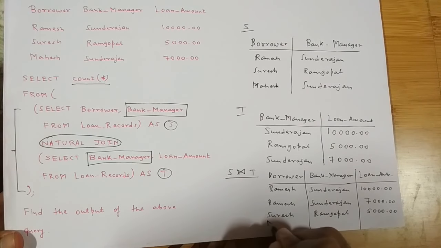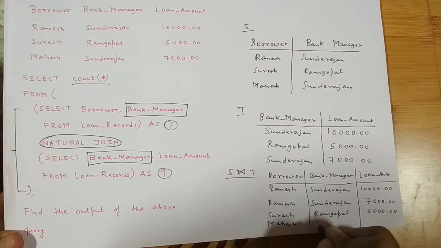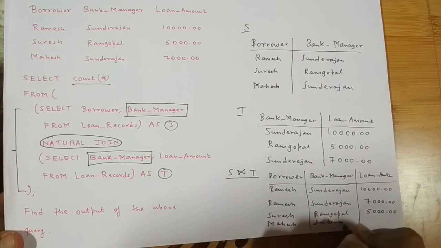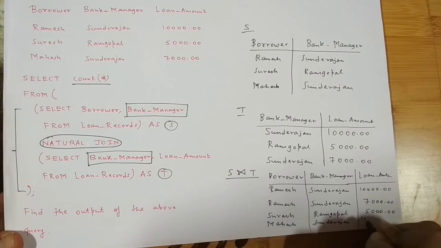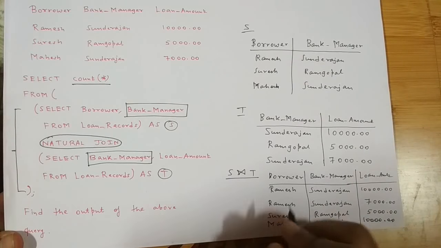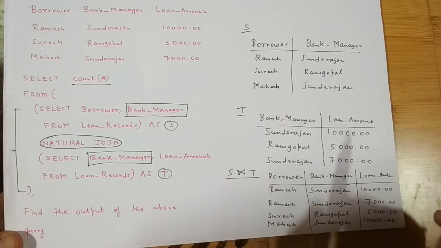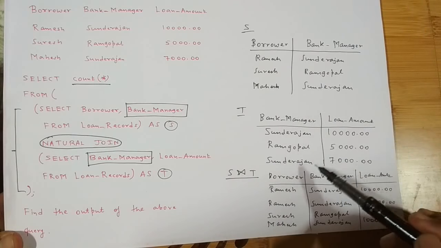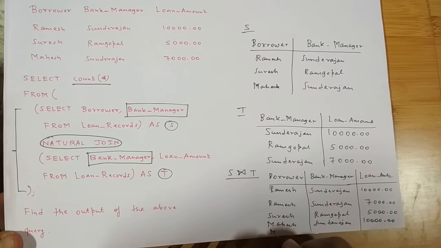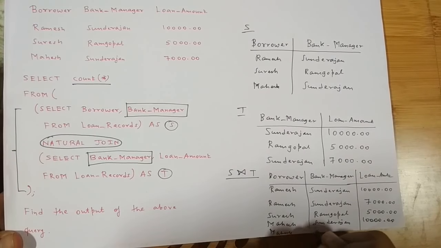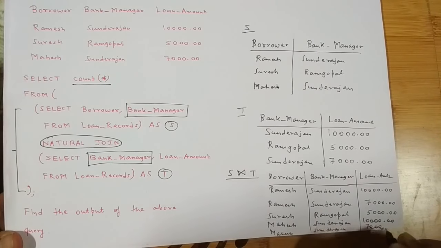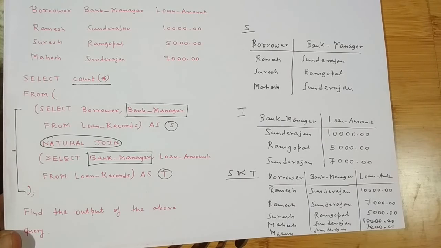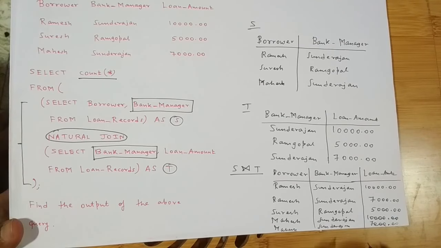We have Mahesh, Sundarajan, 10,000, and we also have Mahesh, Sundarajan, 7,000. Right? So here we have 5 rows ultimately in the joined table.